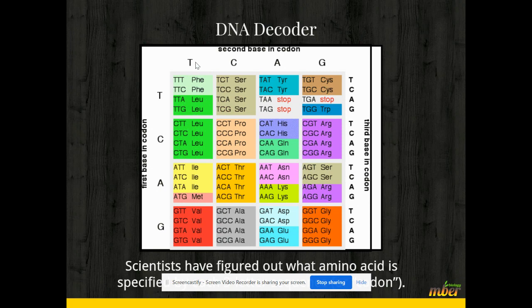So if the combination is, for example, CAG, you're going to go first base, C, A, and you're going to look for G. So that would code for Gln. So that is a very specific amino acid.